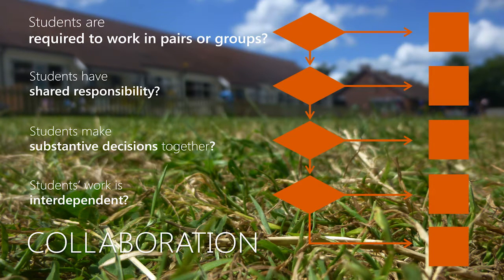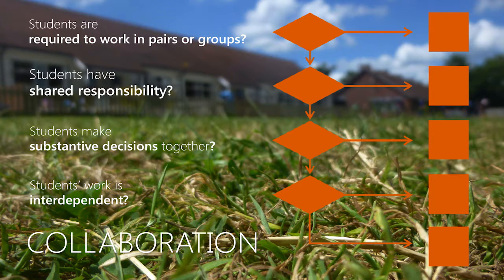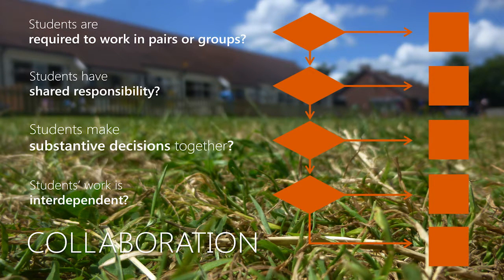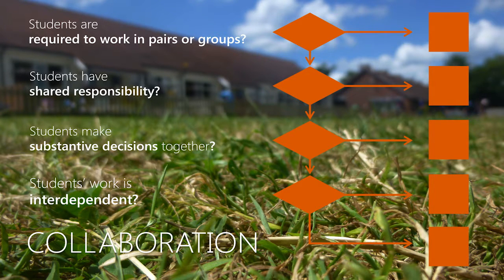The first relates to whether the students are working in groups or not. The second relates to shared responsibility. The third to substantive decision making. And the last one to the interdependence of the students' work. Considering each of these questions is useful when designing a learning activity.